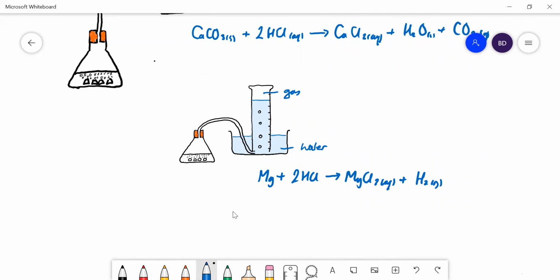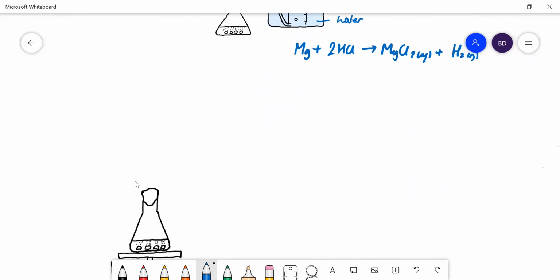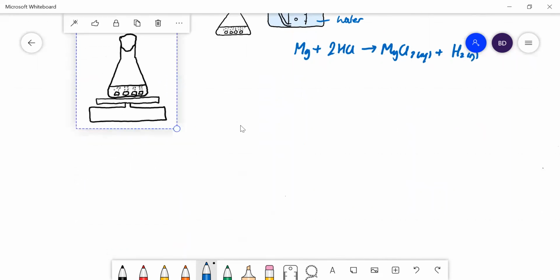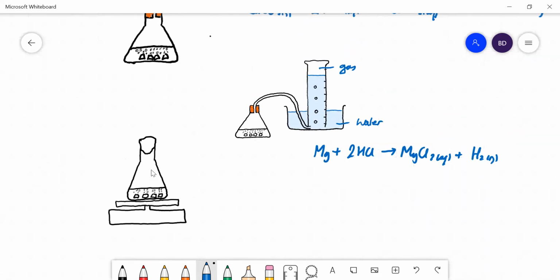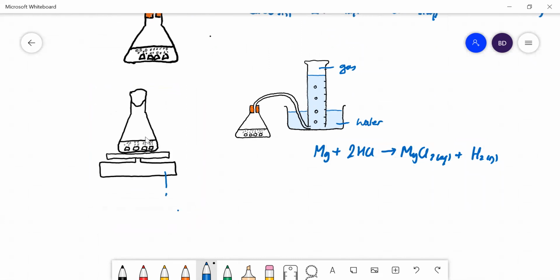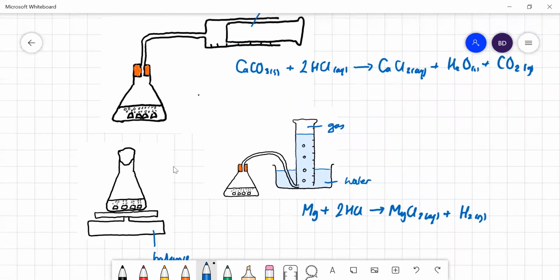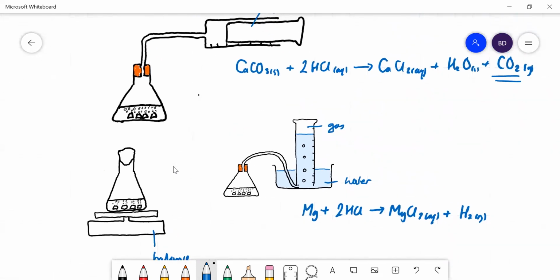Instead of measuring the volume of gas that way, you could also do it this way. Here we've got our reaction flask. This time we put it on top of a balance. Now this is particularly suitable for the reaction making carbon dioxide, this one here, because carbon dioxide is a pretty heavy gas. It wouldn't be so good for hydrogen because it's a very light gas and you wouldn't get much difference in mass.